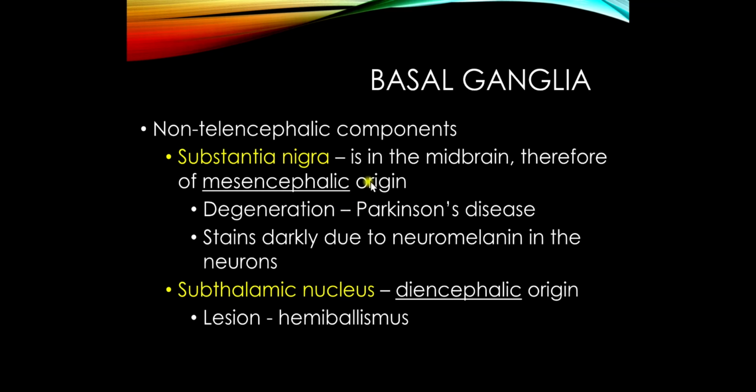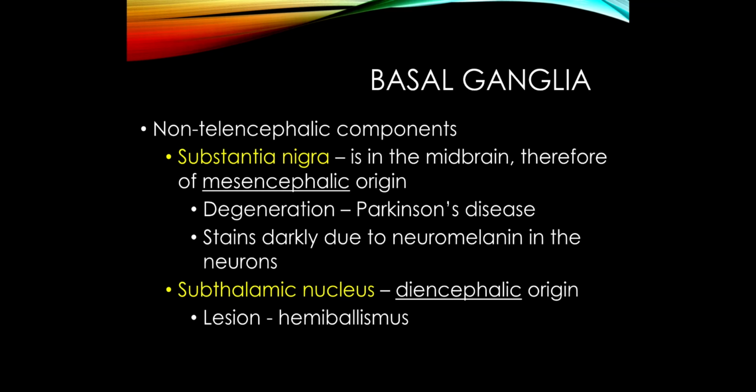The substantia nigra is in the midbrain, and so remember the midbrain is of mesencephalic origin. So the substantia nigra comes from the mesencephalon. And we'll spend a long time talking about the substantia nigra. Dopamine is produced in the substantia nigra. Degeneration of the substantia nigra results in Parkinson's disease. And it always has a distinctive appearance because of the neuromelanin. It makes the neurons stain darkly. So even when we do our gross sections with the naked eye, you can see the substantia nigra.